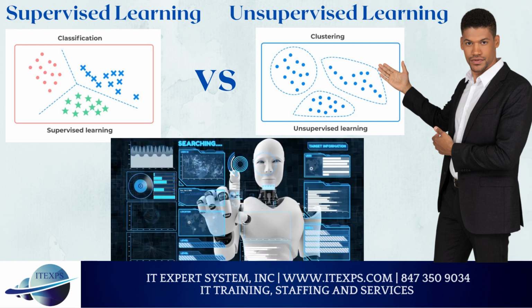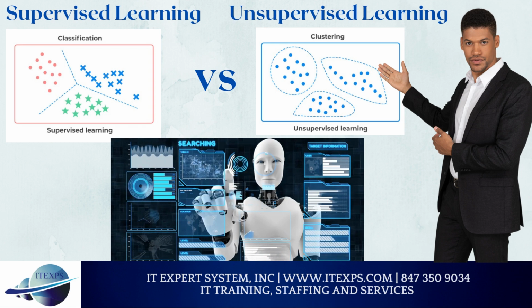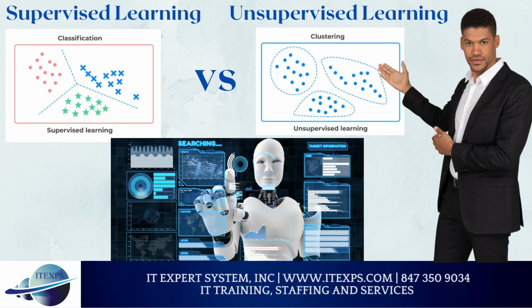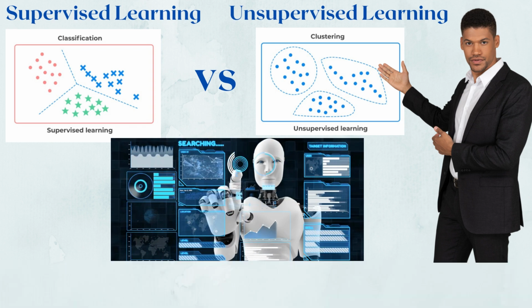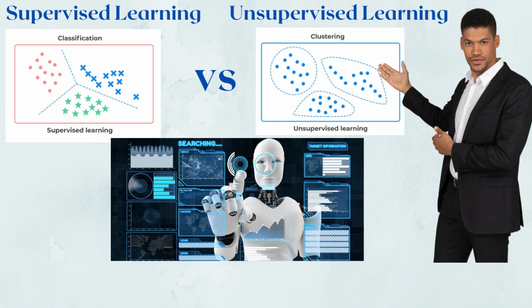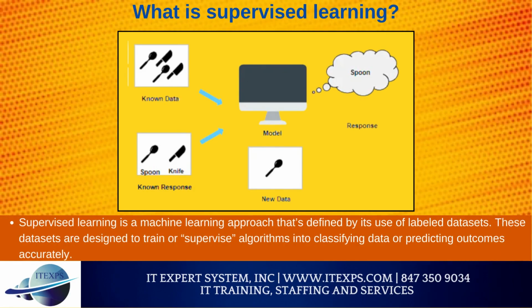Today we are going to talk about supervised learning versus unsupervised learning. What is supervised learning? Supervised learning is a machine learning approach that's defined by its use of labeled datasets. These datasets are designed to train or supervise algorithms into classifying data or predicting outcomes accurately. Using labeled inputs and outputs, the model can measure its accuracy and learn over time.